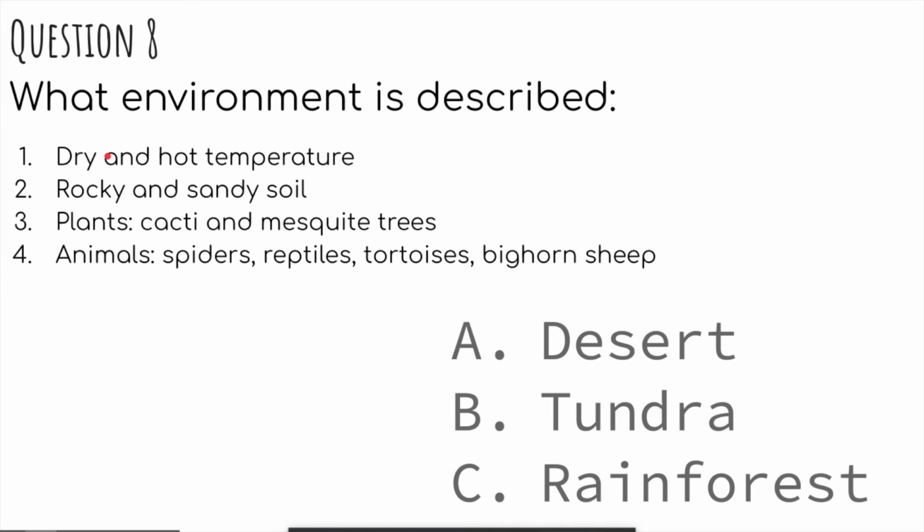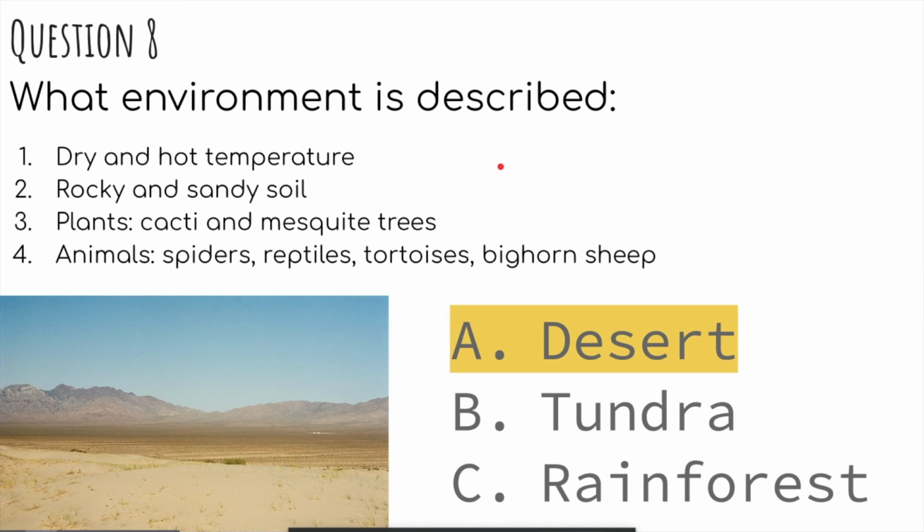This environment has dry and hot temperature. It has rocky and sandy soil, and the plants are cacti, mesquite trees, and animals are spiders, reptiles, tortoises, and bighorn sheep. Which environment is being described on question 8? Is it A, desert? Is it B, tundra? Or is it C, rainforest? If you said A, desert, that is correct.